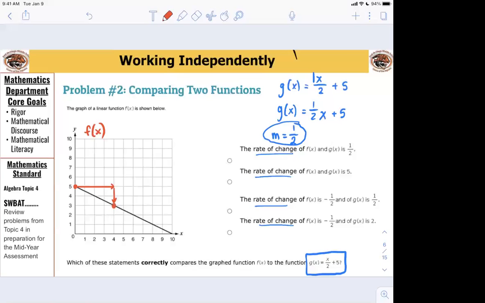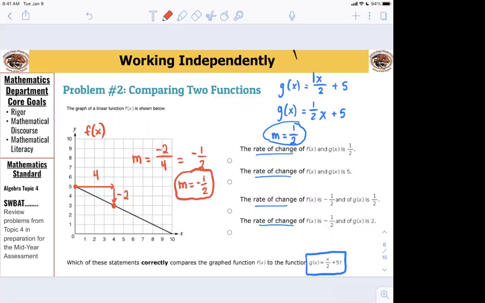What is my run? How far to the right? 4. And then down? 2. And since I'm going down, that's going to be negative. So rise over run for f of x would be negative 2 over 4, which simplifies to negative 1/2. So now I have everything I need.